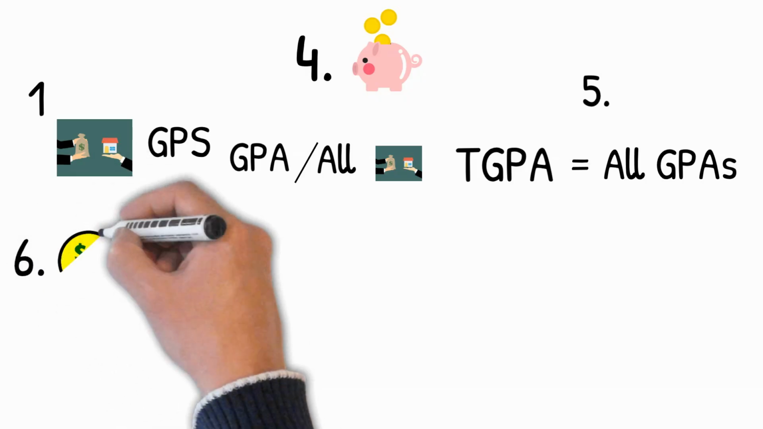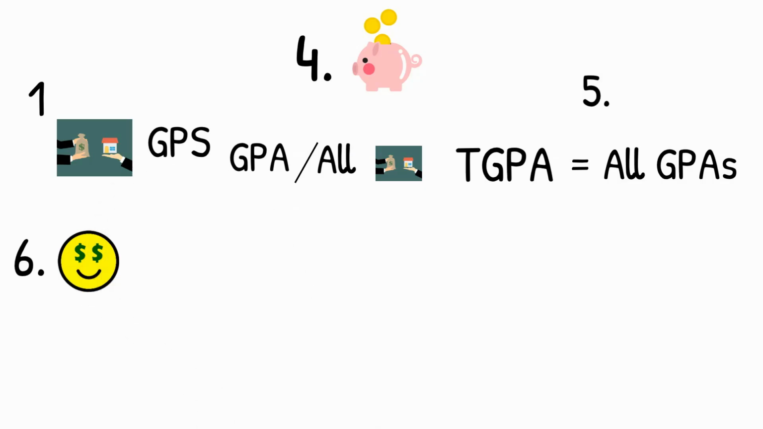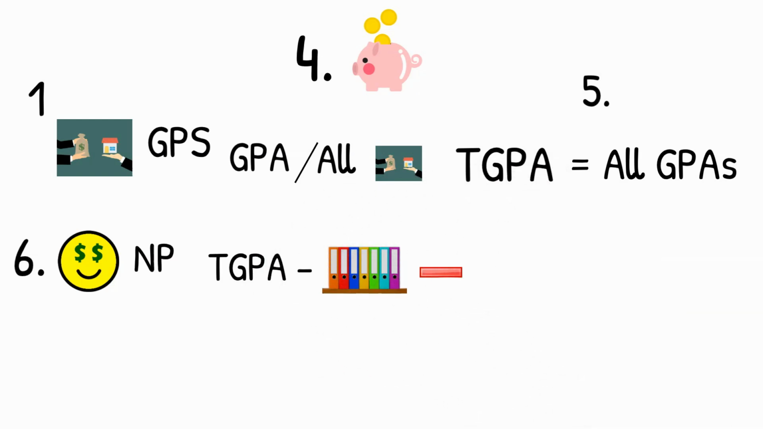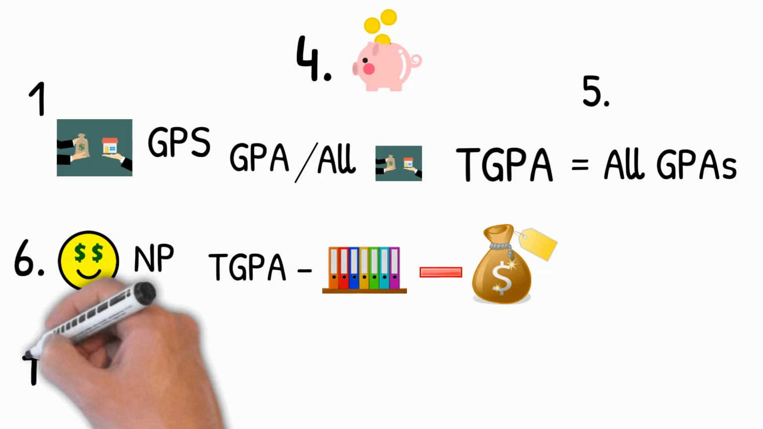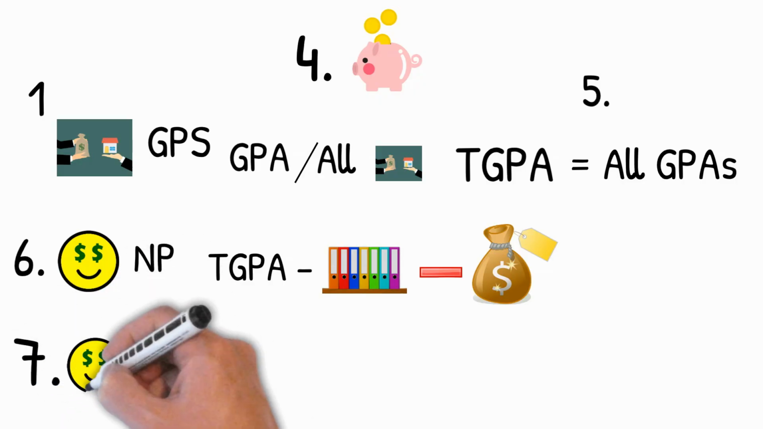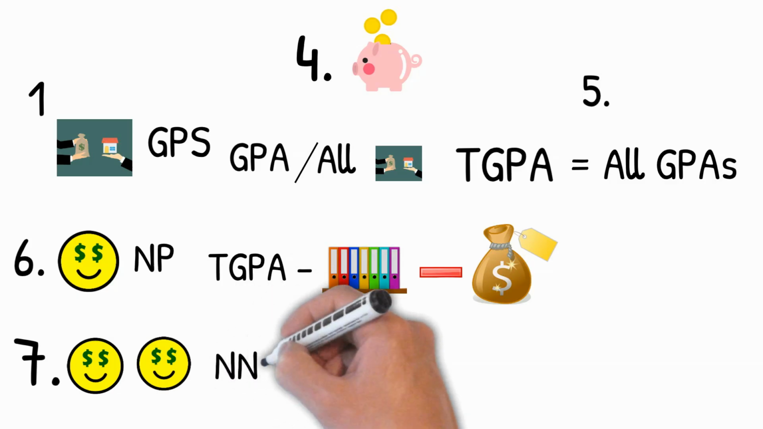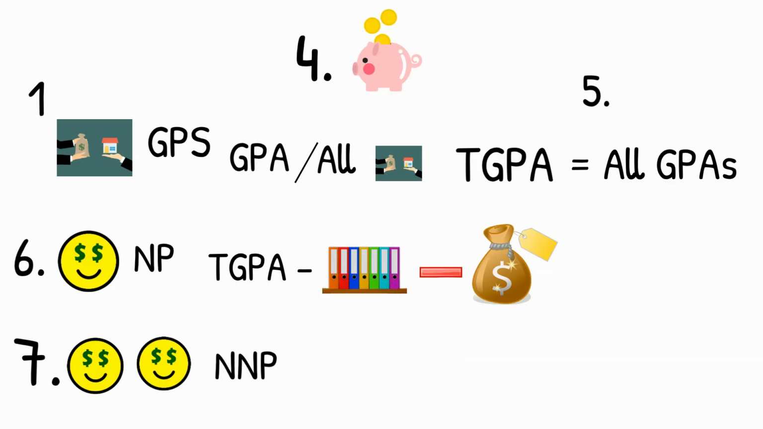The sixth is net profit, or NP. It is the TGPA minus fixed overhead and capital accumulative costs. The seventh is net net profit, or NNP. This is the net profit minus the cost of taxes, and this is what you get to put in your pocket.